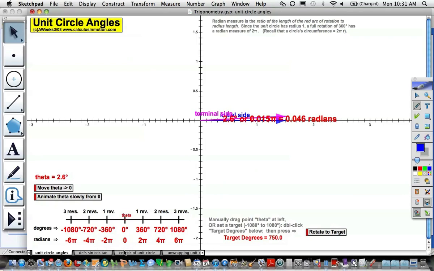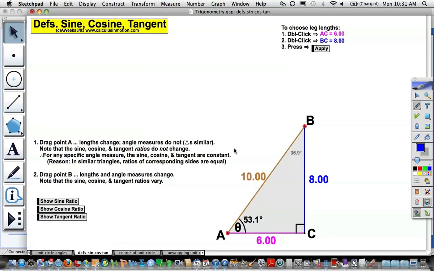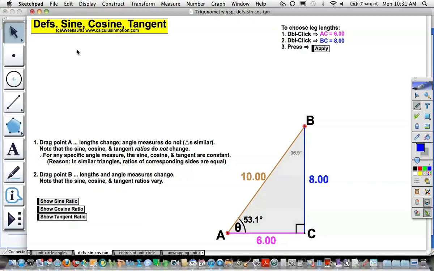Then, of course, we had the right triangle stuff, the SOHCAHTOA, and that comes in handy here, right? Sine of an angle is the opposite leg over the hypotenuse, the cosine is the adjacent over the hypotenuse, and the tangent is the opposite over the adjacent. That comes in handy in certain problems, and especially if you haven't memorized the unit circle, then you're going to use that a lot.